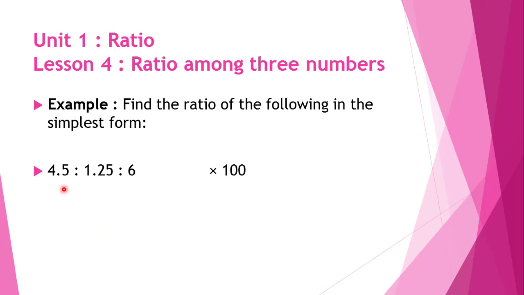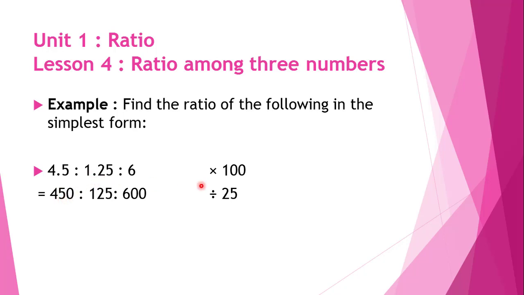Here we have 4.5, 1.25, and 6. We have a decimal point. We want to cancel this decimal point, or remove it. So I'll multiply by 100. Why? Because here I have two decimal places. Here I have 1, here I have 2. So I want to cancel the decimal point for the numbers here. So I'll multiply by 100. Let's do it. I'll move the decimal point to the right 2 places because we have 2 zeros. So the result will be 450.